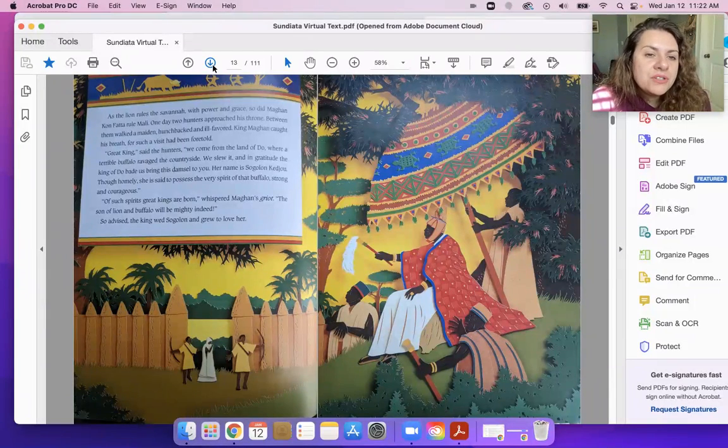One day, 2 hunters approached his throne. Between them walked a maiden, hunchbacked and ill-favored. King Magan caught his breath, for such a visit had been foretold.